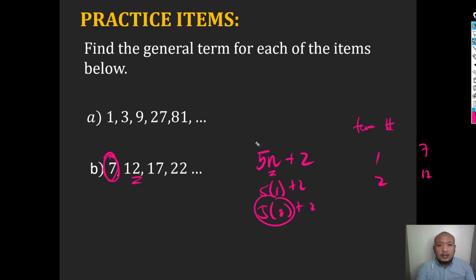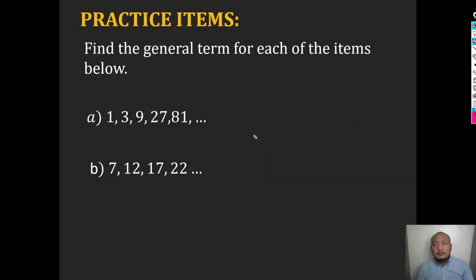Our general formula for the nth term in this sequence is 5n plus 2. Diba? Pretty simple. In fact, pwede mo rin gamitin ito na yung letter B.